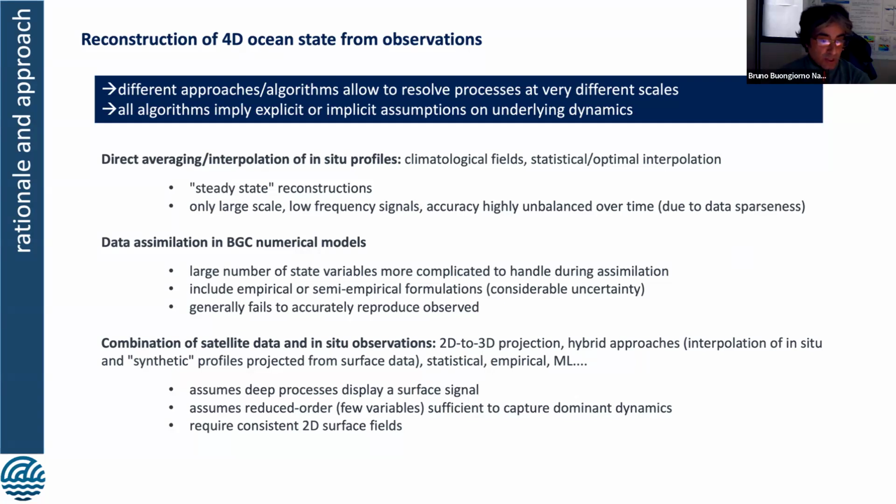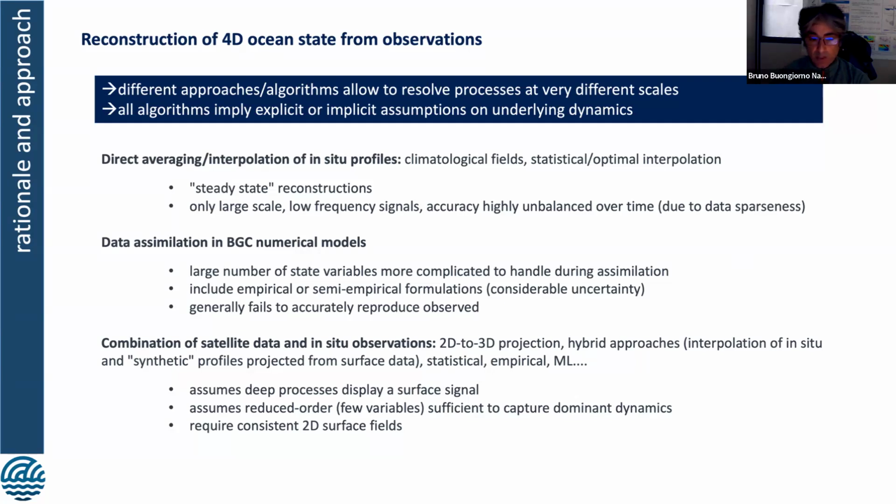Of course, we also generally assume that reduced order models or algorithms are sufficient to capture the dominant dynamics, which is related to the fact that we only observe a few variables, and so we assume that these variables we have are sufficient to describe the 4D structure and the ocean state we are interested in retrieving.